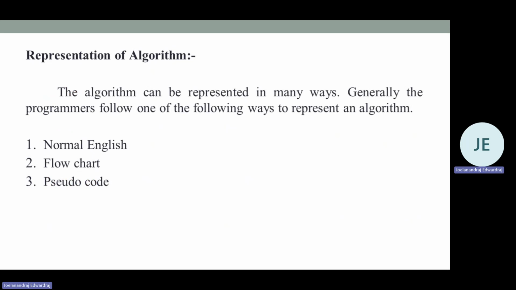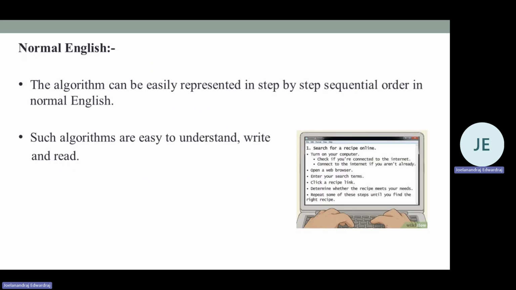And the next is representation of an algorithm. An algorithm can be represented in 3 ways: normal English, flowchart, and pseudocode. In normal English, we specify it in a very descriptive way. Take a cookbook. The cookbook is written in plain English, and everything is presented in a clear, descriptive way. We can do the same thing. There are no symbols, so it is easy to understand, easy to write, and easy to read.